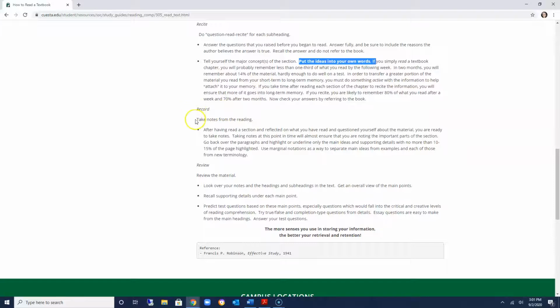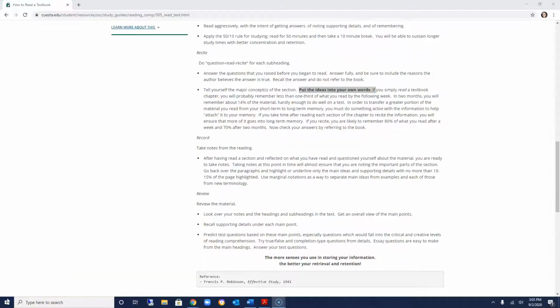As you continue going, take more notes from the reading and then be able to review the material. Now, with reviewing the material, what you're supposed to do here is look over your notes and the headings and subheadings and the text and make sure that you have captured what you need to in the information.